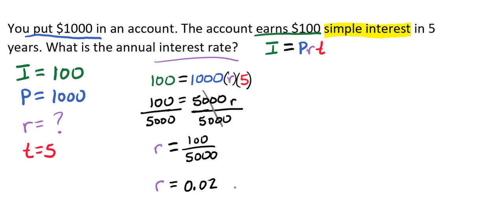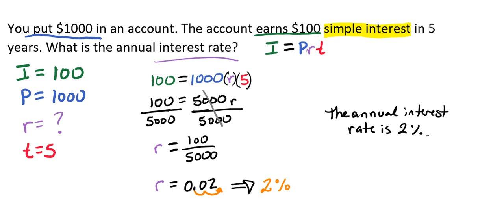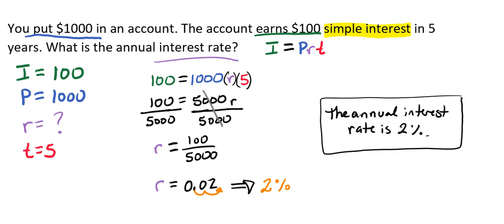0.02. So we want to write this as a percent so that we know what percent it is. What's the annual interest rate? And that's usually given in percent form. So we're going to take our decimal and move it 2 times to the right, and that's going to give us a 2% rate. And so our answer is that the annual interest rate is 2%.